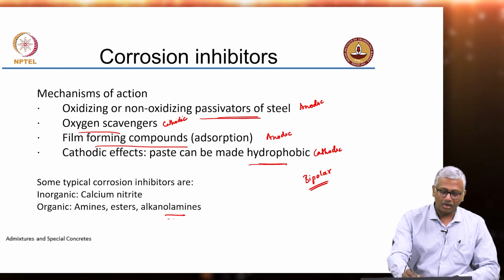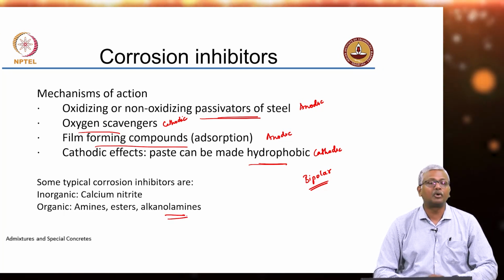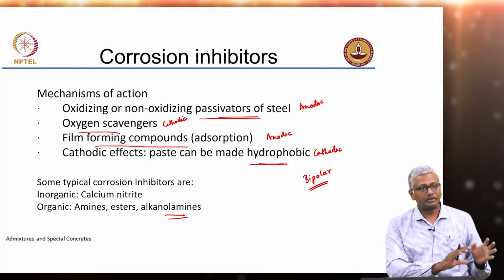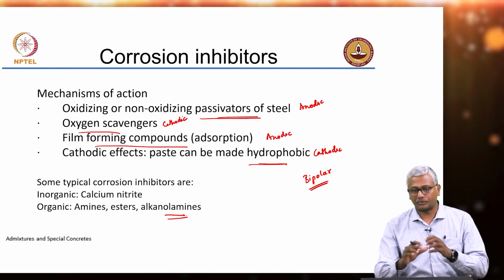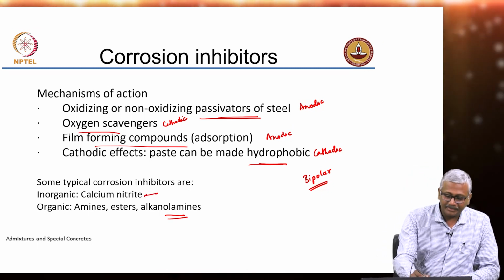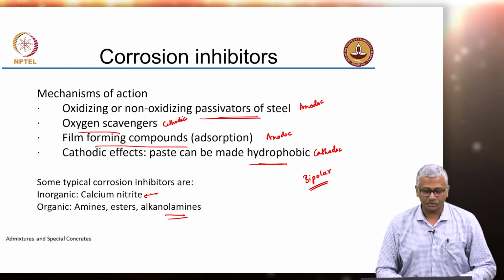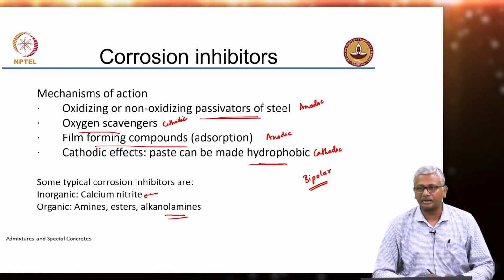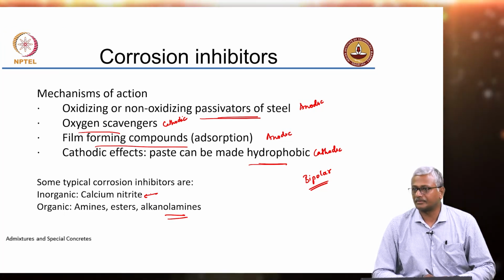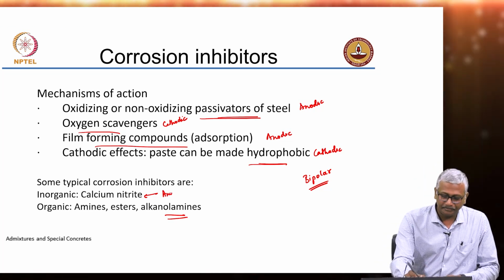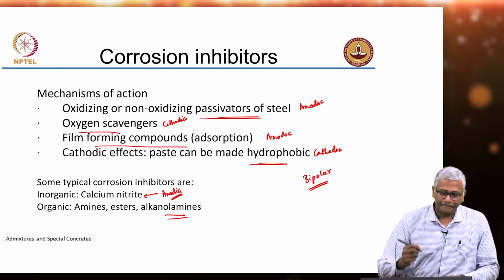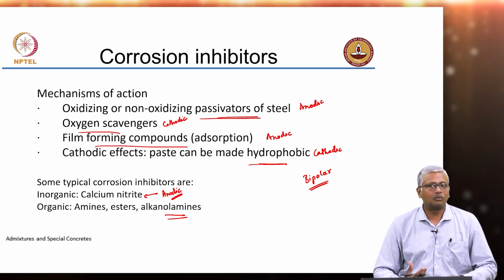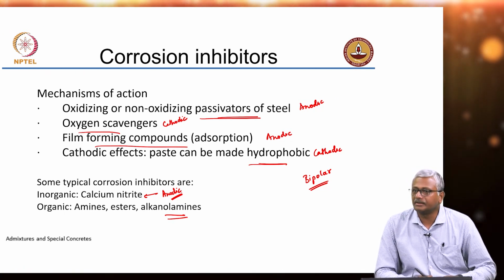Most of these organic inhibitors are exhibiting bipolar kind of characteristics, where they are very effective as they control both anodic and cathodic sides. Now, interestingly here, one of the common corrosion inhibitors that was used extensively earlier, before people started working a lot more with bipolar, is this calcium nitrite. This calcium nitrite is an anodic inhibitor, and because it's inorganic and it's calcium nitrite, it's very cheap. Where did you see calcium nitrite previously?